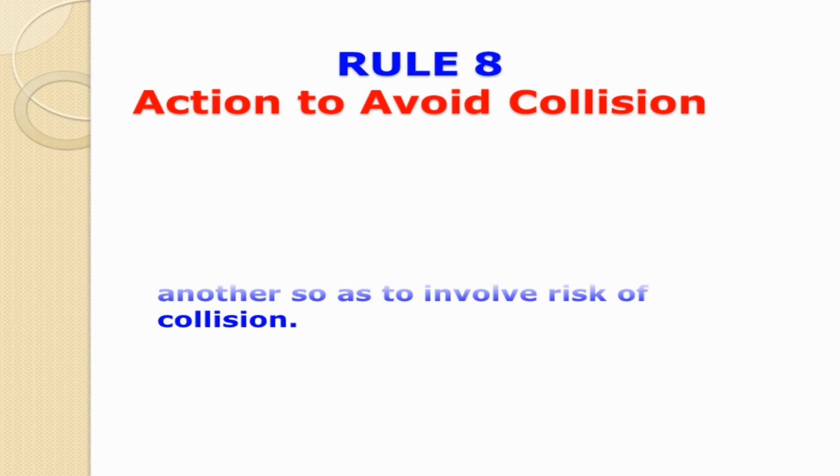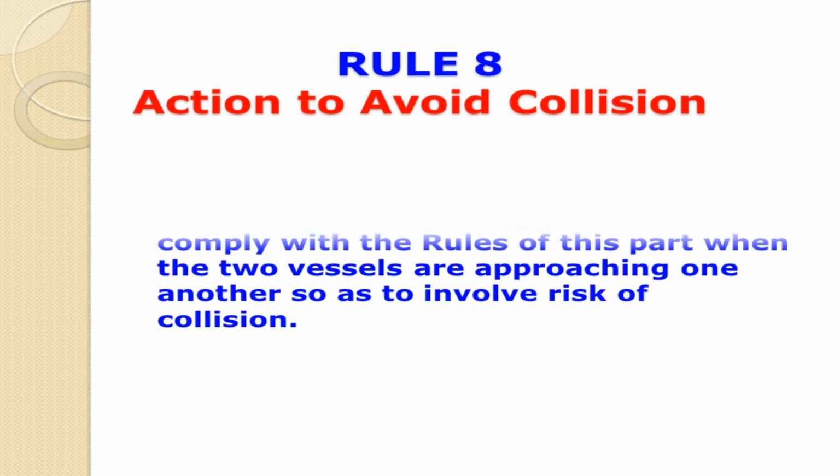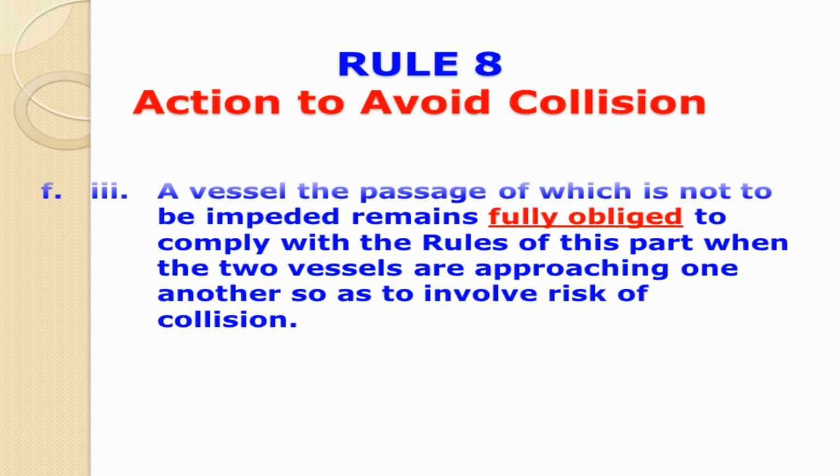F3 cautions that a vessel, the passage of which is not to be impeded, is still obliged to comply with the rules, which may include taking all way off, reversing her engine, or sounding the danger signal.